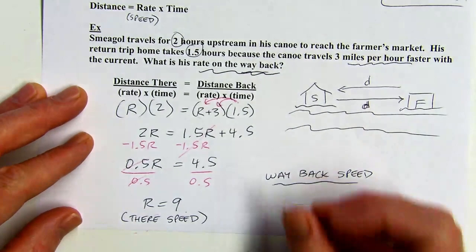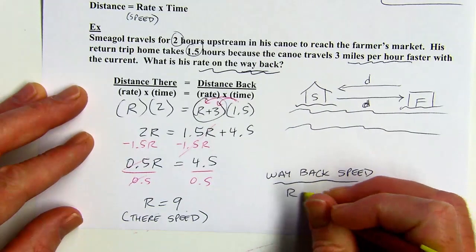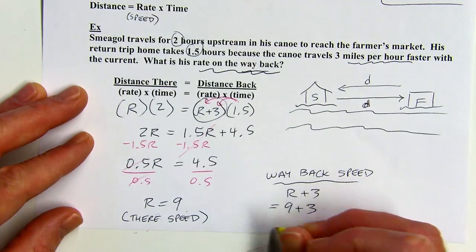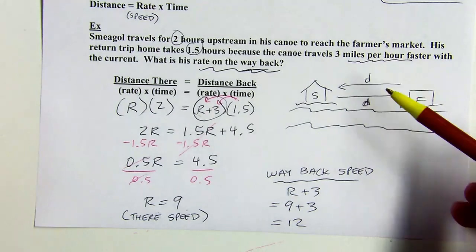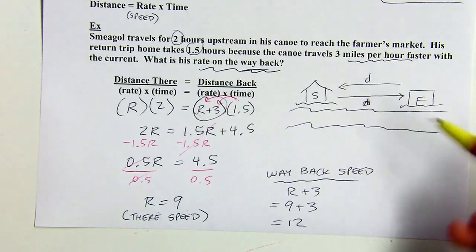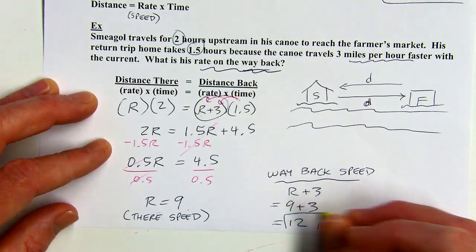Okay, so my way back speed is going to be R plus 3. That's this, right? So that's going to equal 9 plus 3, and that means we've got 12. And then I do need the units because what are we talking about? 12 inches per year? No, we're talking about 12 miles per hour. So that is really important. I'm going to just put MPH for miles per hour.